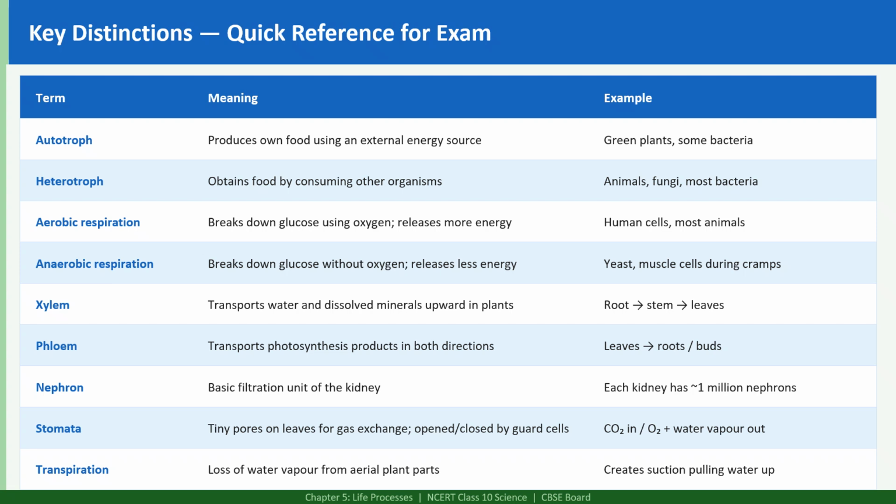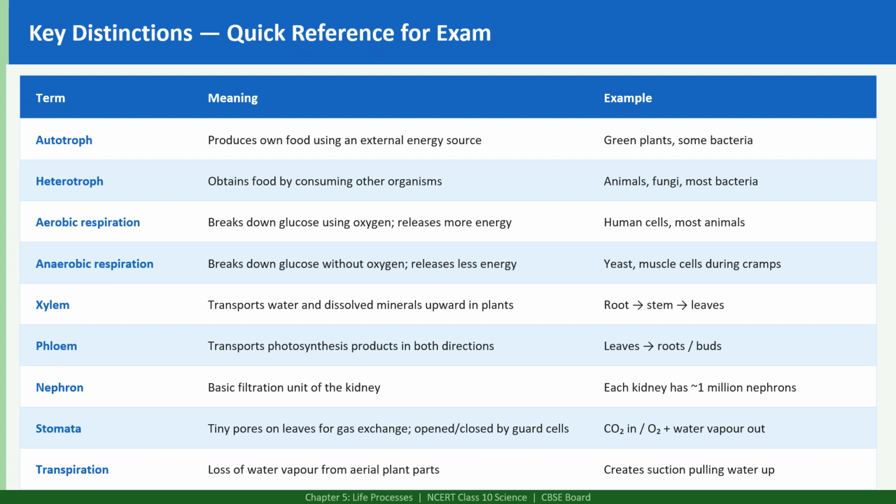Aerobic respiration breaks down glucose using oxygen and gives more energy. Examples: human cells, most animals. Anaerobic respiration breaks down glucose without oxygen and releases less energy. Examples: yeast, muscle cells during cramps.